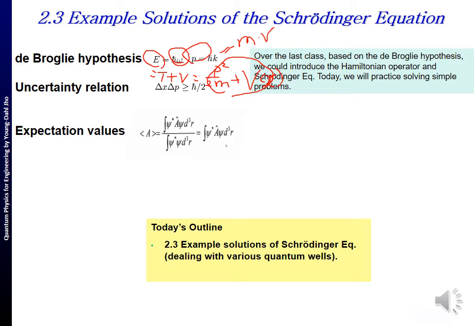And in the description of waves, we found out there is an uncertainty relation, where the position uncertainty delta x multiplied by momentum uncertainty delta p is no less than h bar over 2.